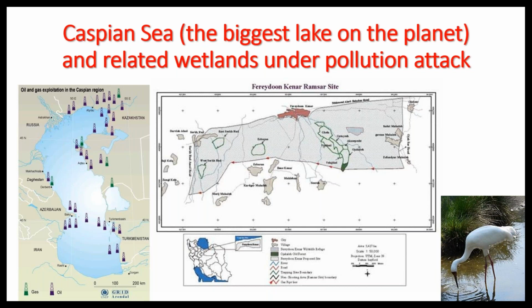This is a map of the Fereydunkenar wetland and a map of the Caspian Sea. This photo is more than 10 years old. And if you take a real photo now, you can see oil wells all around it. They are making lots of pollution to this lake, which is the biggest lake on the planet. And lots of pollution. Next slide, please.